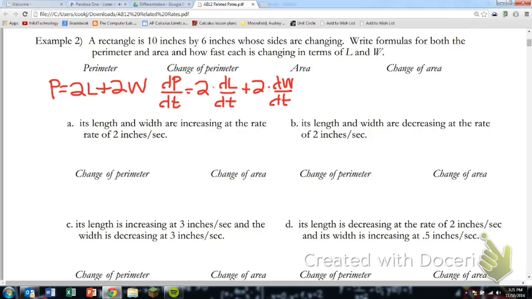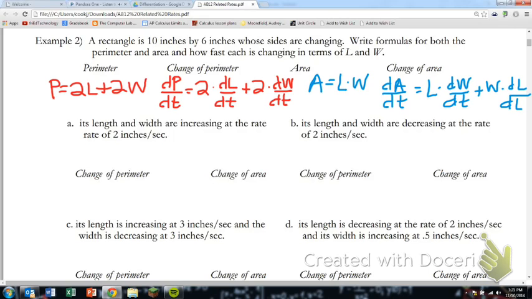All right, then area of a rectangle is length times width. And so for the change in the area, we would get dA dt equals. Now you have to use the product rule on this one because you do have L times W. So you would do first D last plus last D first. Right?